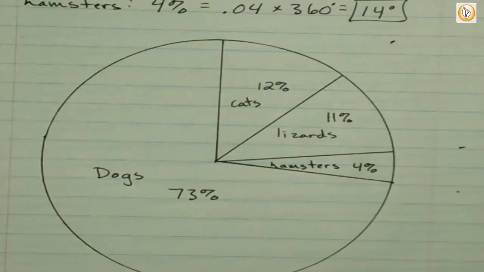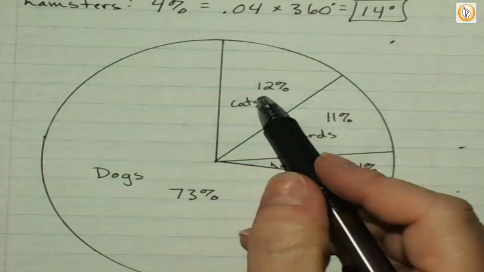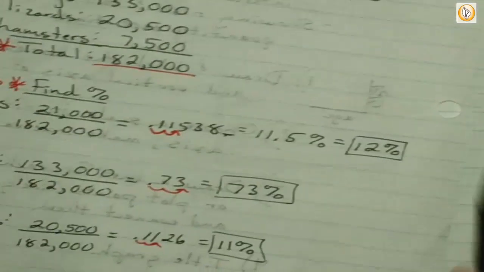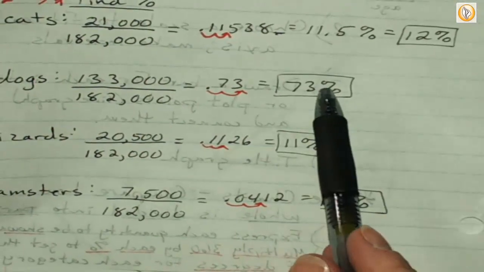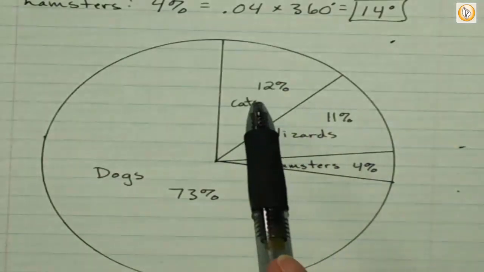Wait, on lizards, do we add it to the... Add what? Because the lizard is on top of, it's on the bottom of the cat. So do I just add it? Do I add 2% just to it? No, look, I have 12%. Looks like cats were 12%. Okay. Lizards are 11%. Hamsters are 4%. Dogs are 73%. No, for like the shape of the pie.